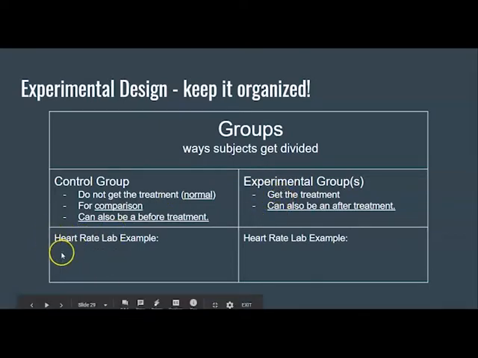I'm going to have you guys talk in class about the heart rate lab example and what our control group or what the normal is for our heart rate lab. And then we're going to talk also about what data is going to be our experimental group.